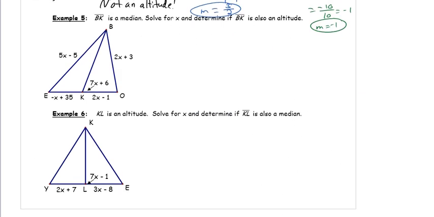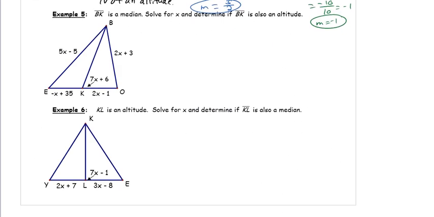Alright, last example that I want to take a look at with you is example 5. I'm going to have you guys do example 6 tomorrow at the beginning of class, so save that one for tomorrow as a warm-up. BK is a median. Right away, that's a keyword. Mark it. Solve for x and determine if BK is also an altitude.